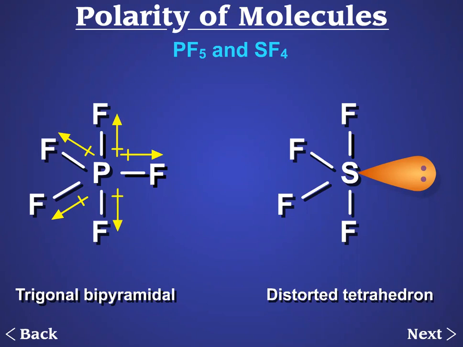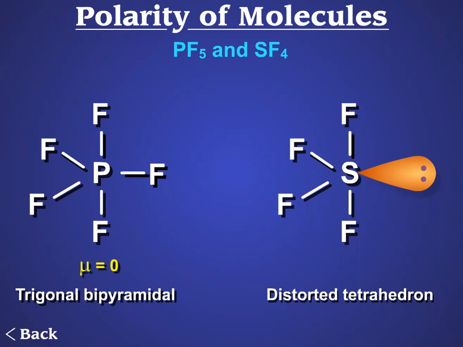These bond moments cancel. If we sum together 2 of the bond moments in the trigonal plane, the resultant moment is equal and opposite to the 3rd bond moment in the trigonal plane. These 2 moments cancel, and the molecule is nonpolar. The dipole moment is 0.